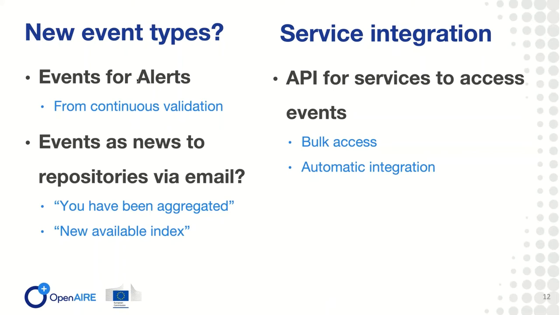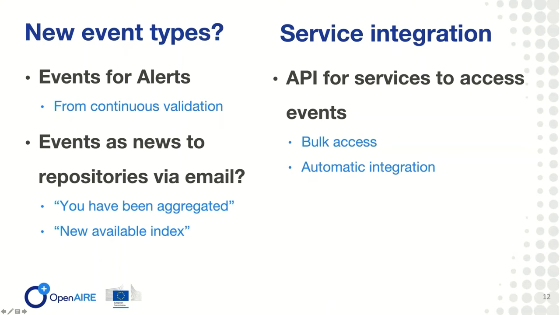These alerts could be a means to inform the repository manager that something is not working as it should with their repository. Might it be related to content, or might it be related to protocol issues or to unavailability of their service? For the moment, we can think about notifying this information via email through the content provider dashboard, informing that your content was aggregated or that the content was indeed indexed by OpenAIRE. But we can provide more fine-grained information.